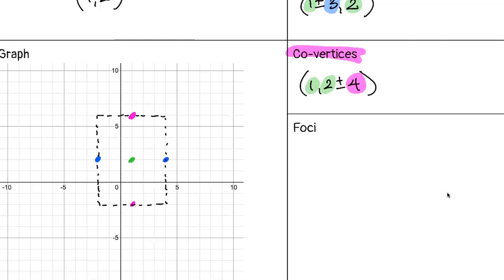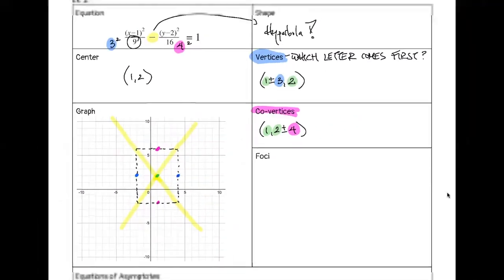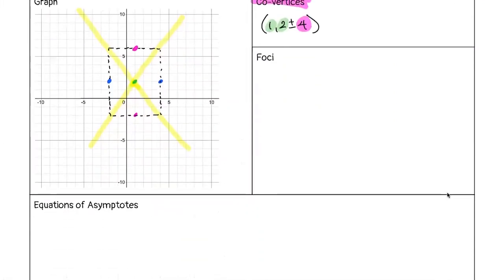Now, we're going to connect the diagonals of the rectangle. Ready? And it's going to go through the center. That's one diagonal. Now we're going to connect the other diagonal. Okay. So down here where it says equations of asymptotes, we're going to write that the diagonals of the rectangle are our asymptotes.